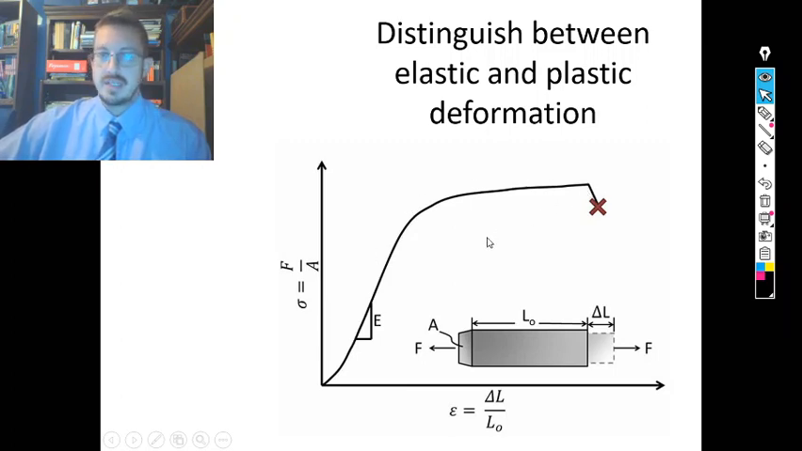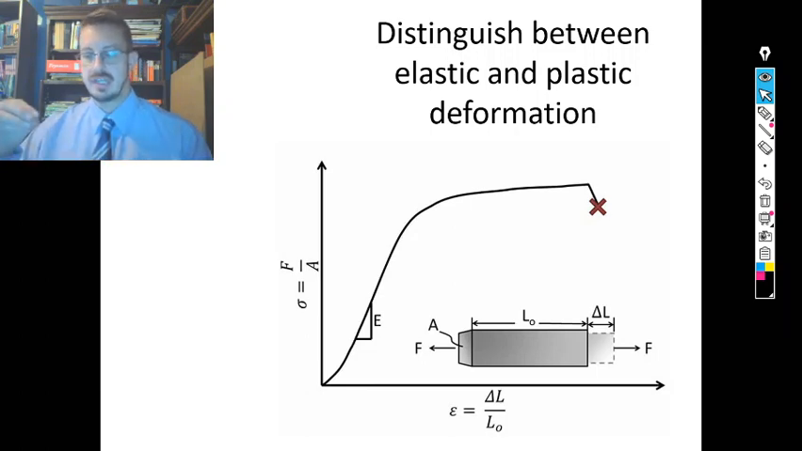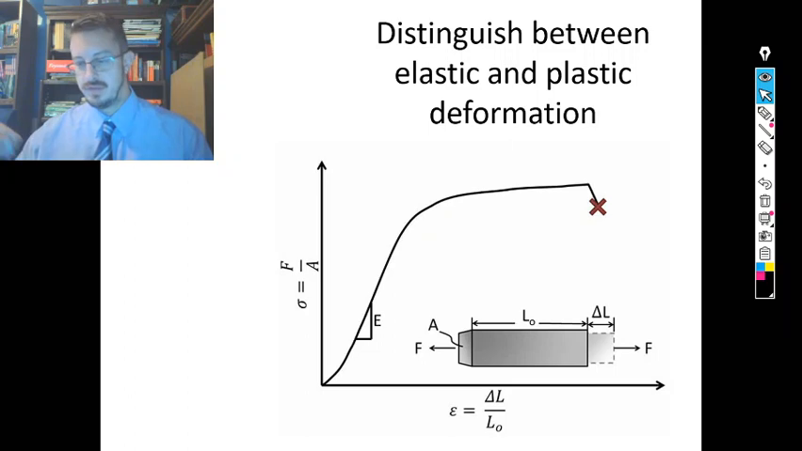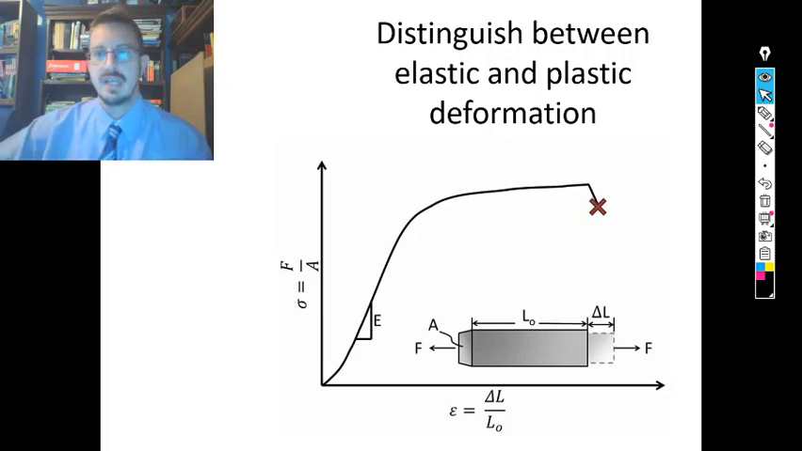Distinguish between elastic and plastic deformation. When a spring returns to its original shape, that's what we call an elastic deformation. We've only changed it elastically, and it's able to go back to its original shape. There is a point where we could exert such a force that the spring would lose its structural integrity and no longer return to its original shape. We unwound the spring, and that would be an example of a plastic deformation.